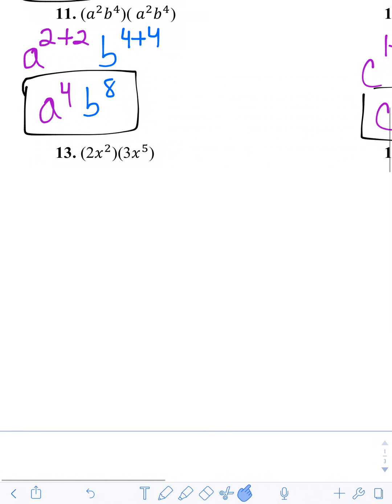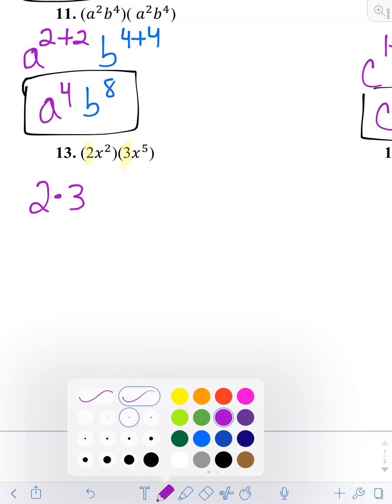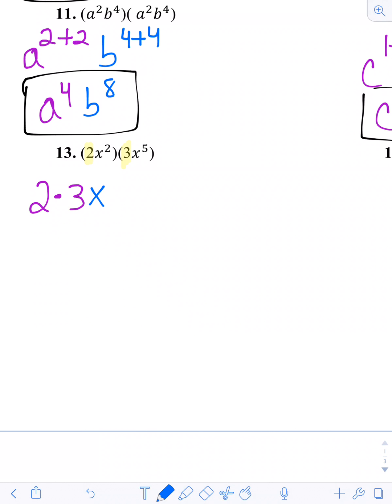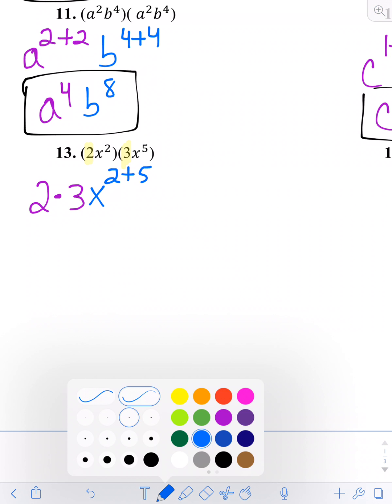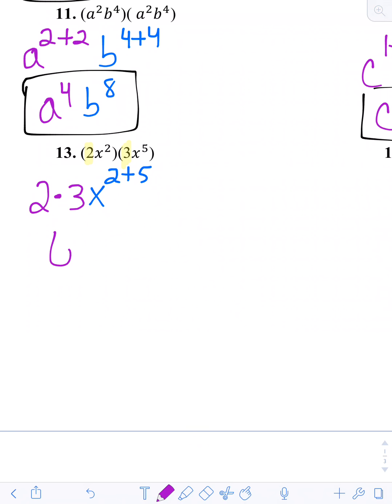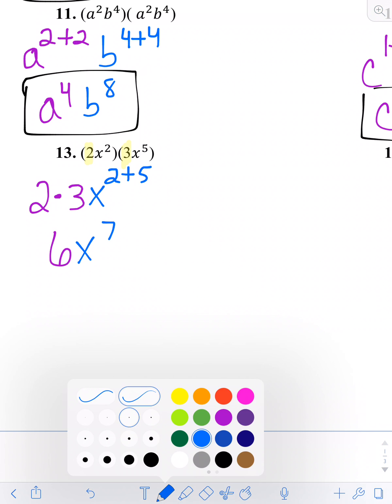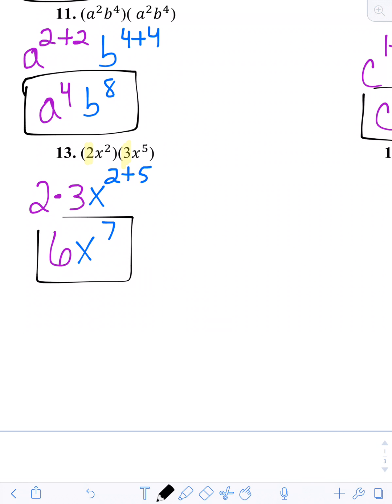Okay, two more for this side. So here, what I want you to notice is that you have this 2 and this 3 that are non-exponents. So what you do with those two is you multiply them, 2 times 3, because they're non-exponents. Then I have my variable x. My exponents here are 2 and 5. The only time you add them when you multiply is when they're exponents. So now we're going to simplify this. 2 times 3 is 6, and then 2 plus 5 is 7. And that's my final answer.